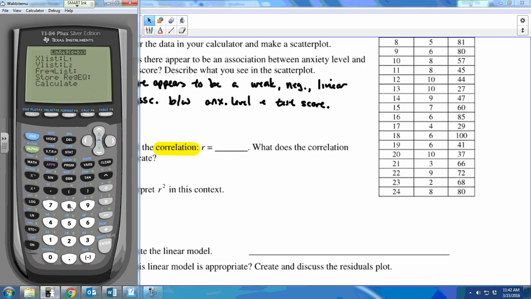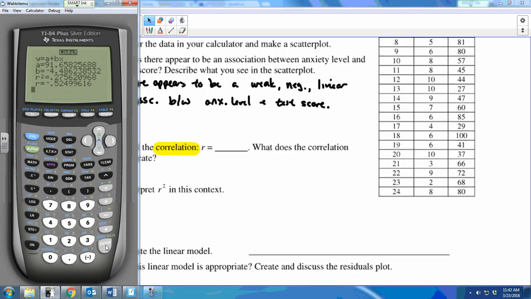You want your X list to be L1, as long as you put anxiety in L1, and your Y list to be L2, and we can leave everything else blank. We're just doing linear regression, A plus BX. There are 2 linear regressions in your calculator: an A plus BX and an AX plus B. They give you the same numbers, just in the AP statistics class they would prefer you to have this format, so that's what we use.